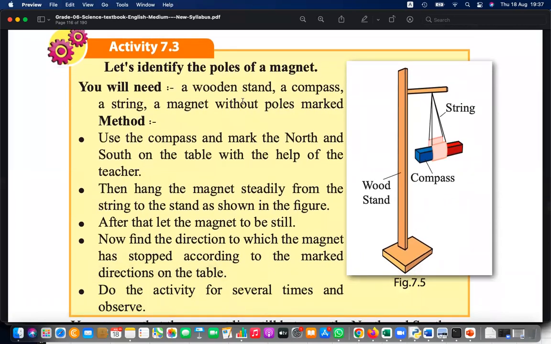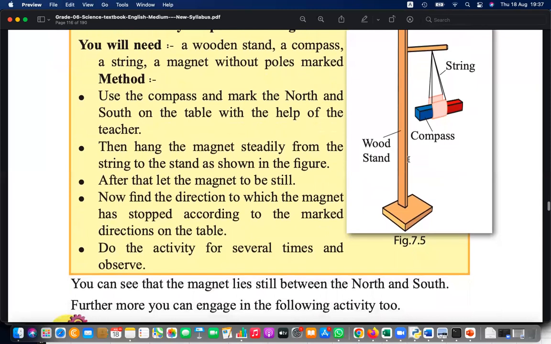Right? So to identify the poles, if there are some magnets where the poles are not identified, you can create a compass-like thing. You can use a string or thread and hang this magnet freely. Maybe you can rotate it, and after balancing, let it settle and be stable. When it is still, you can see what the magnet shows.